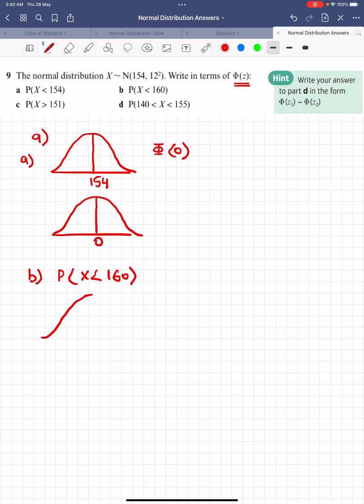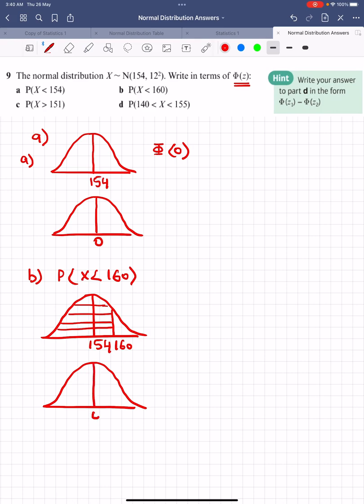So here is the bell curve. This is the mean, 154. 160 will be to the right. Probability less than means to the left. So this is the region, the highlighted region, for which we need to find the probability. So let us map this onto a standard normal distribution curve. Mean is 0. We need to find the z value that corresponds with 160.